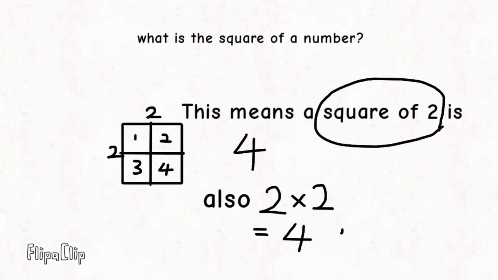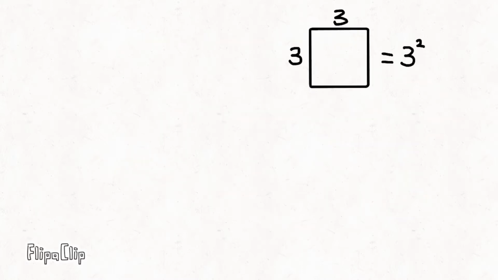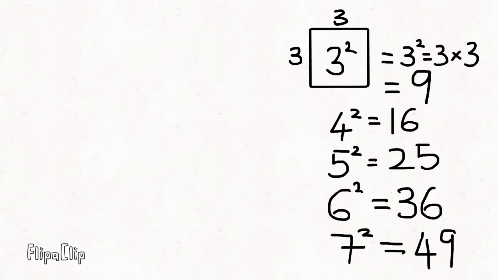That's the total number of squares I have in a bigger square if I arrange 2 at the top and 2 on the sides to form a bigger square. Or we can simply say the square of 2 is 2 times 2, which is 4. The square of any number is the number times itself. The square of 3, which is 3 times 3, is 9. That's pretty straightforward. I hope now you can work out the square of the first 10 numbers.